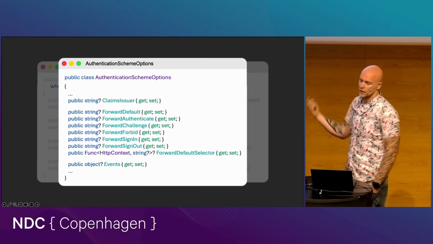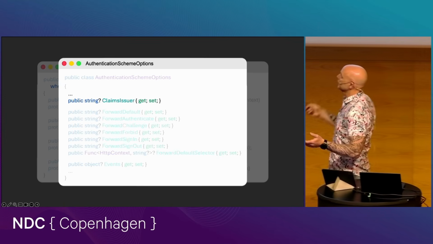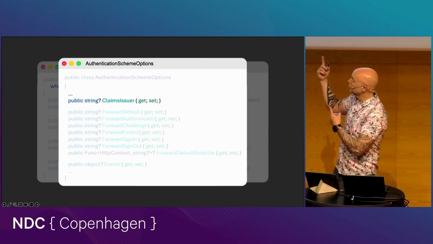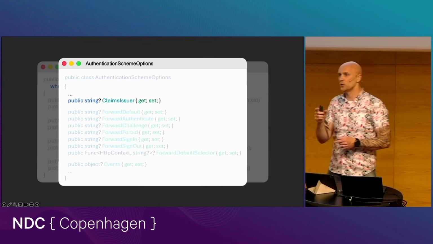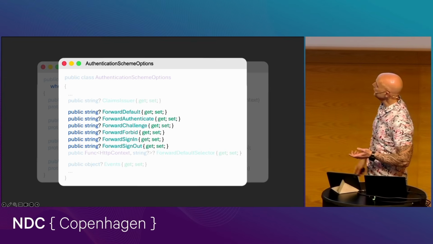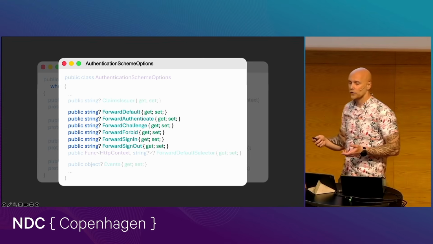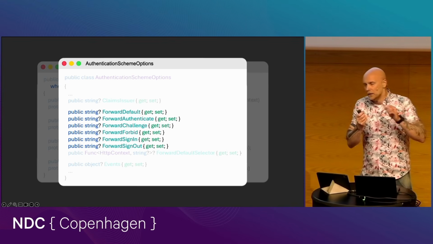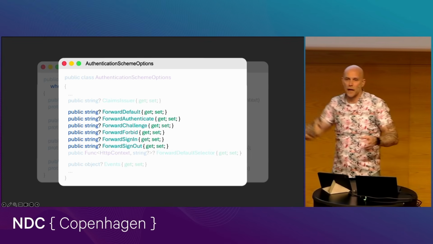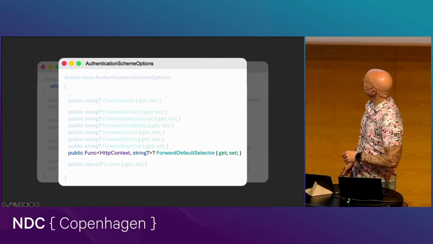So it basically has a few little properties that are likely to be useful for all handlers, like claims issuer. If you create claims, you're supposed to use that property to set the issuer of the claim for different reasons. You have the forward things in here, forward default, forward authenticate, forward challenge, forward forbid. These are ways for us to say that, hey, I don't want to handle challenge, for example. Someone else can do that part, but I will handle some of the other things. That can be configured in here.